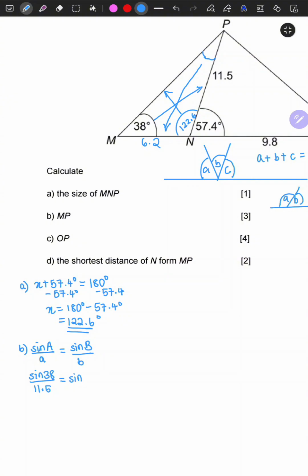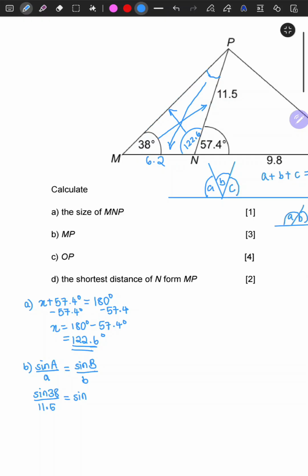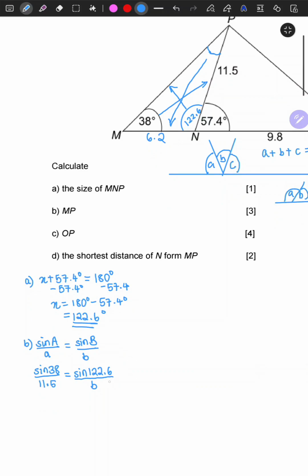So here's where it's going to get interesting. Since we're looking for the side MP, I'm going to choose a line that points to MP. What points to MP here is 122.6. So I'm going to use 122.6, and then B will be that side MP. So we'll just keep it over B, because B is what we're trying to find, which is the length of this line here.